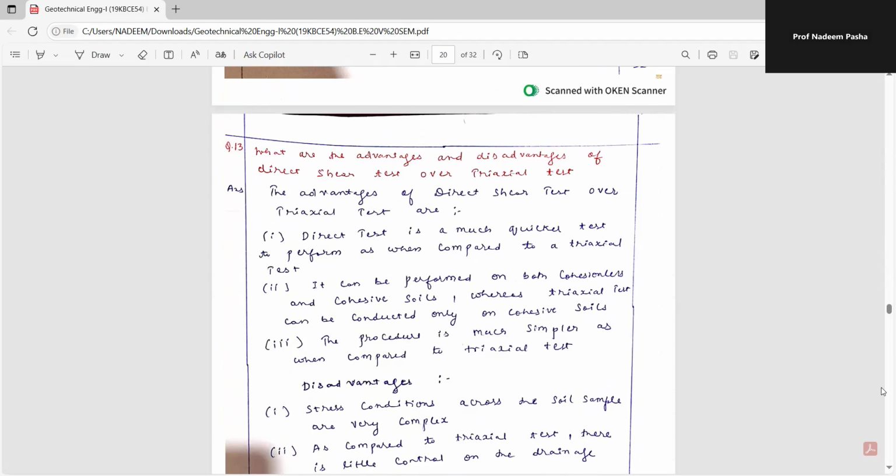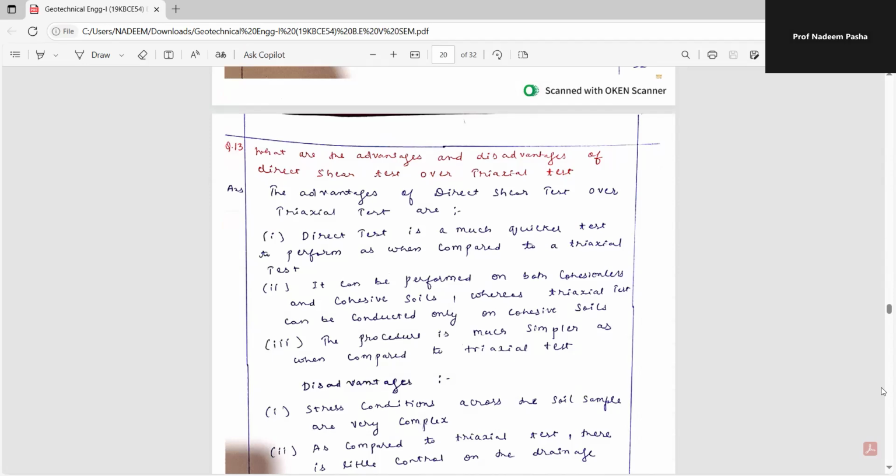Second, it can be performed on both cohesionless and cohesive soil, whereas triaxial test can be conducted only on cohesive soil. So this is a limitation of triaxial test, that it can be done only on cohesive soil. It cannot be done on non-cohesive soil or cohesionless soil. Number three, the procedure is much simpler as well compared to triaxial test. So the procedure required for the direct test is very simple compared to triaxial test.